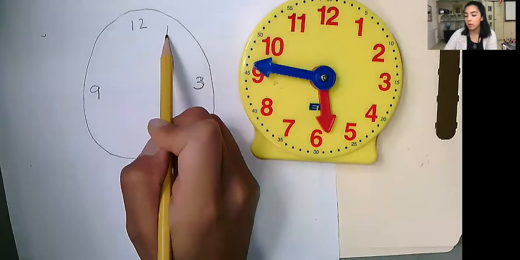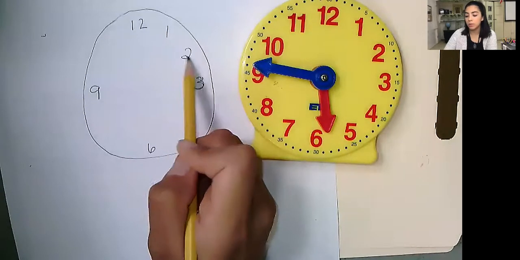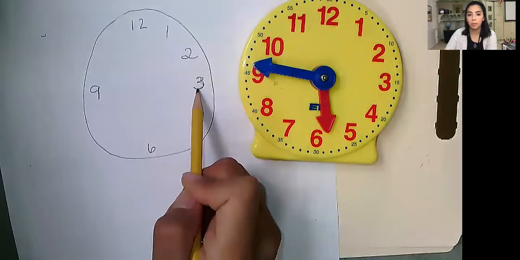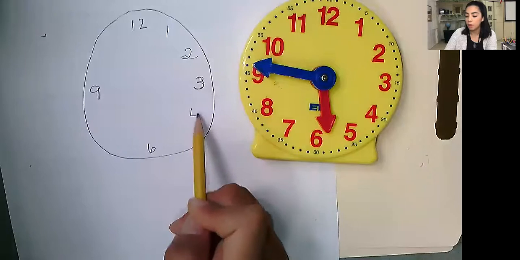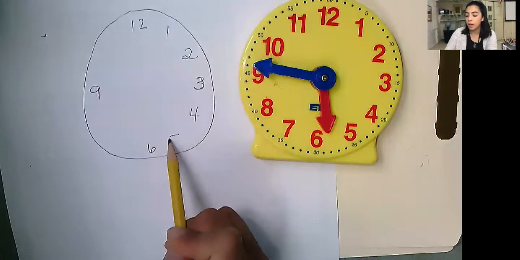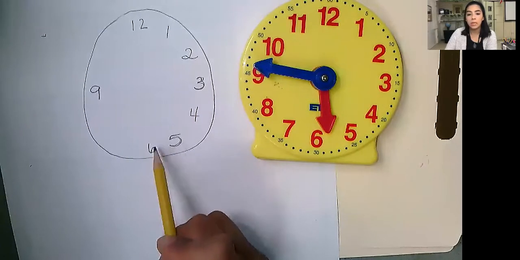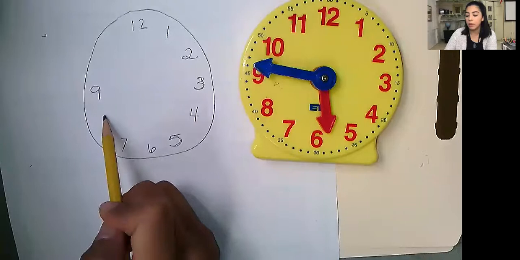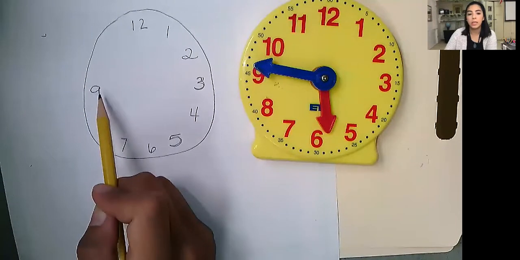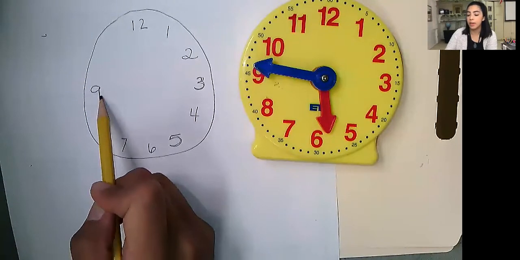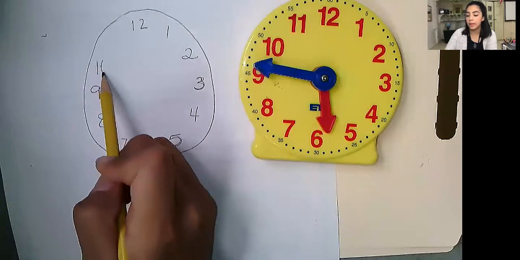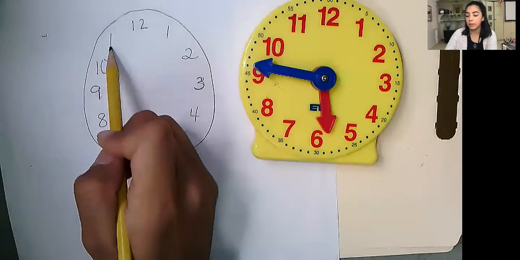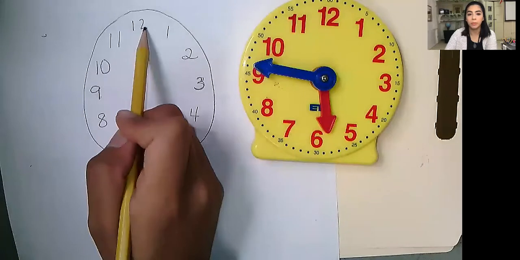1, 2, 3. What comes after 3? 4, 5, 6. What comes after 6? 7, 8, 9. What comes after 9? 10, 11, 12. Good.